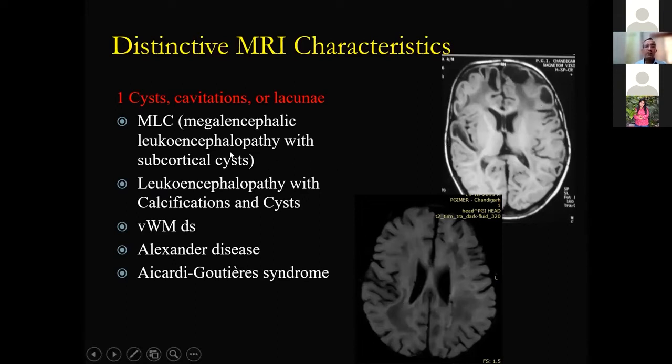These may help in showing a particular pathology, like cysts seen along the frontal or temporal lobe, where the leukoencephalopathy may suggest a diagnosis of megalencephalic leukoencephalopathy with subcortical cysts if there is macrocephaly also, or leukoencephalopathy with calcifications and cysts if there is in addition calcification in the white matter.